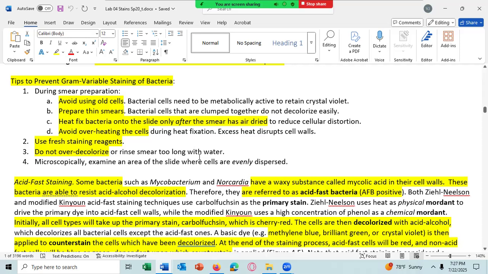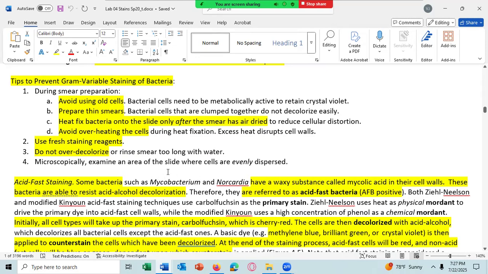All right, some bacteria stain acid-fast, namely the families Mycobacteria and Nocardia. The reason why these two families are acid-fast staining cells is because they have a waxy substance in the cell wall. It's called mycolic acid, and the bacteria may have a lot of mycolic acid in the cell wall, where the mycolic acid is actually about similar in number to the peptidoglycan in the cell wall, at least of the family Mycobacterium.